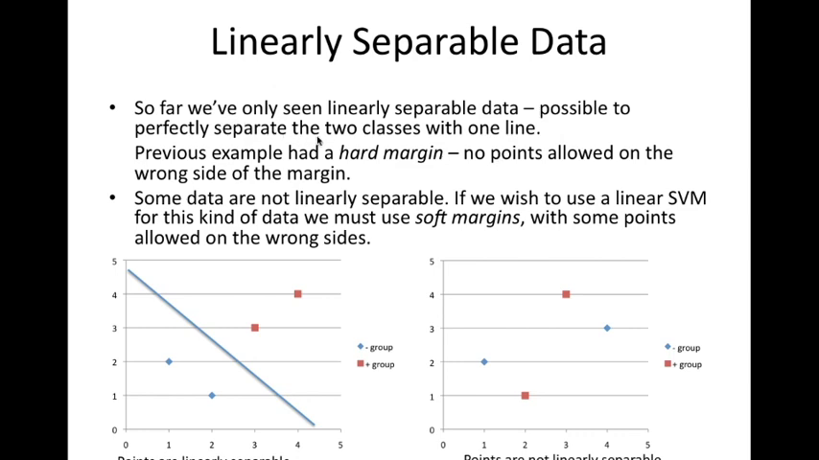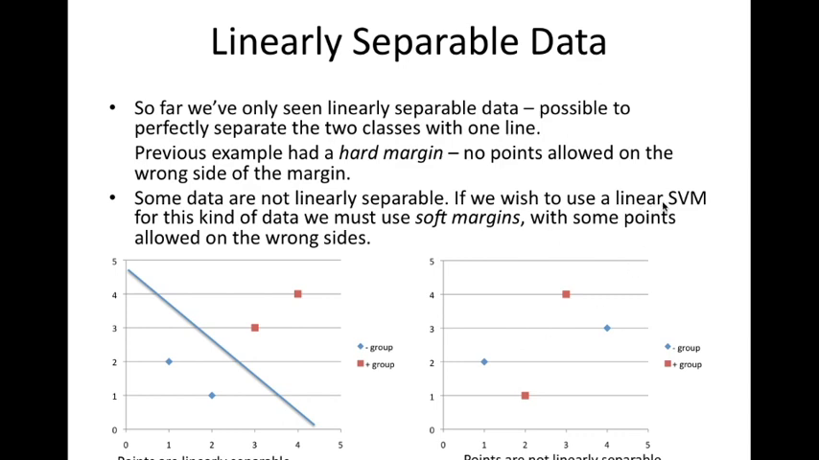So far we've only seen linearly separable data where we could actually draw a line that goes directly between all the data points with none on the wrong side. So that example we saw before had a hard margin. We didn't allow any points to be on the wrong side. Sometimes we have data where that's not the case, and quite often that happens, in fact.